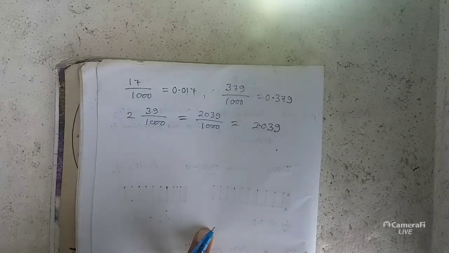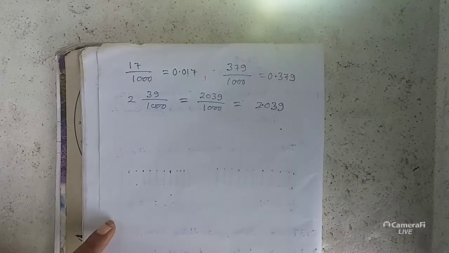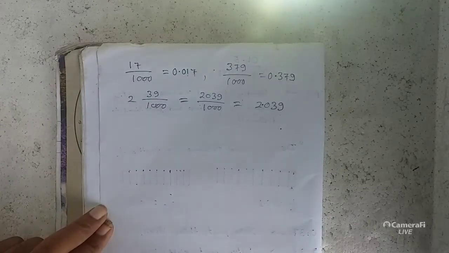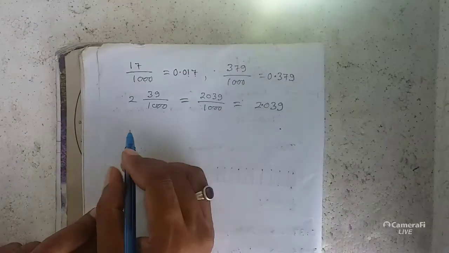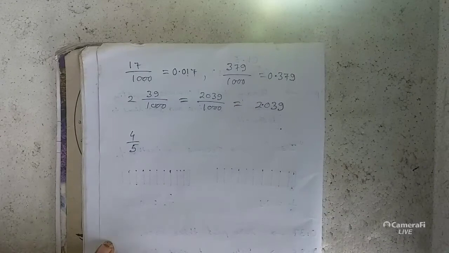So, in this way we can convert fractional numbers having denominators 10, 100, 1000, 10,000 into decimals. But if the fractional number has a denominator that is not 10, 100, 1000 or 10,000, suppose the number is 4 by 5, how can we convert it into a decimal number?